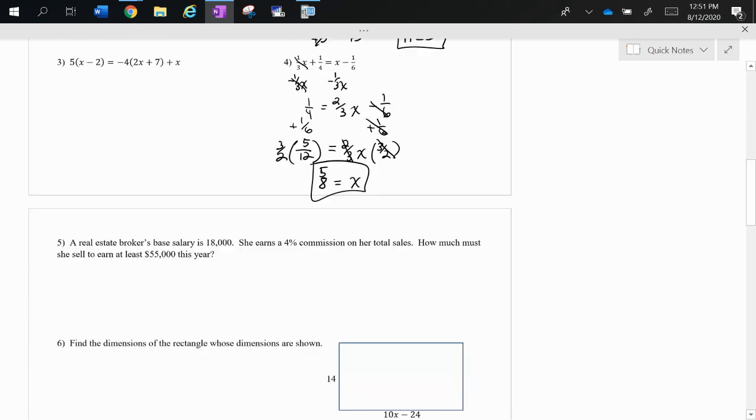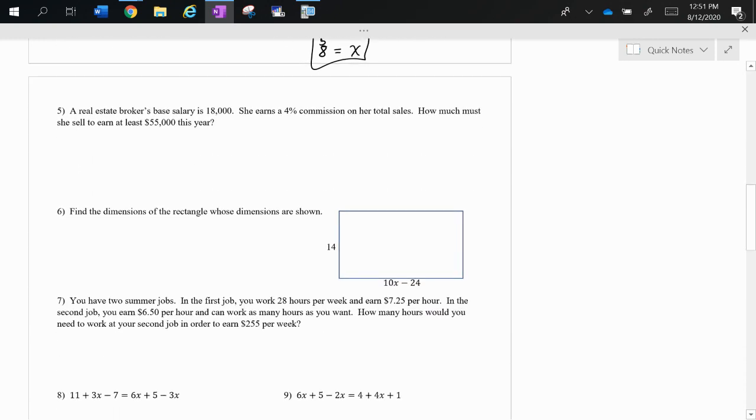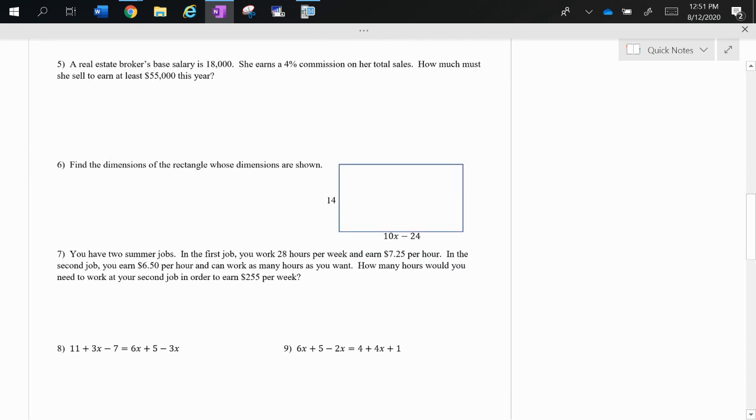Okay, let's move to number 6 now. Number 6 says find the dimensions of the rectangle whose dimensions are shown. So what we need to know is that the area of this rectangle is 304. So I'm going to set up the length times the width is equal to 304.